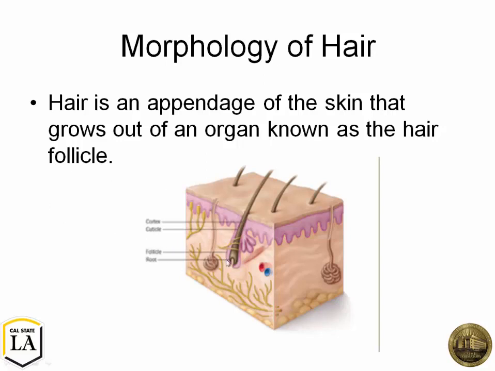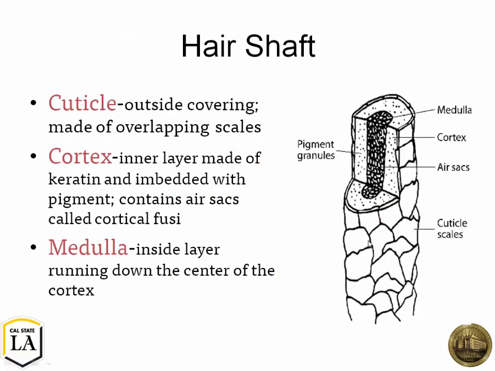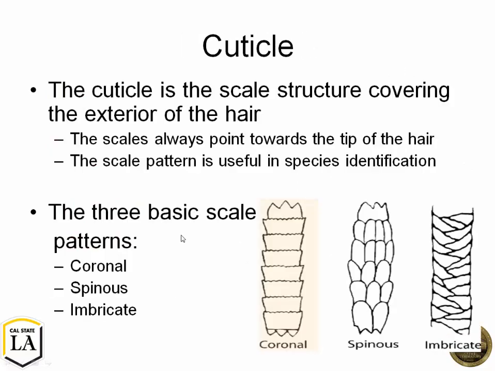Hair grows out of the root and follicle, comes through the skin, and there's a lot of variety here, and we'll talk a little bit more about the anatomy of the hair shaft itself. So the hair shaft comprises the cuticle, and that's the outside covering. It's made out of these overlapping scales. The cortex, which is the inner layer, is made with keratin, and also the pigment is involved inside of the cortex. The medulla is this center layer running down the center of the shaft itself.